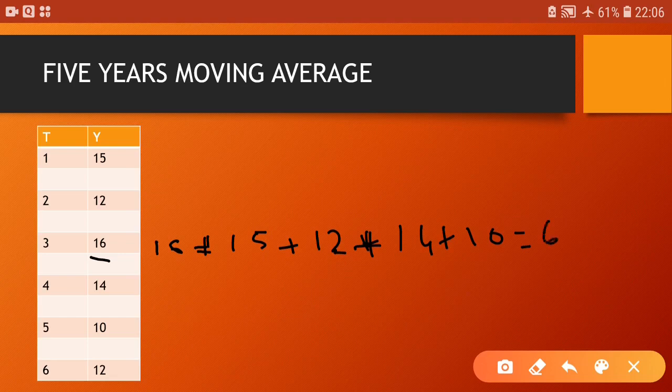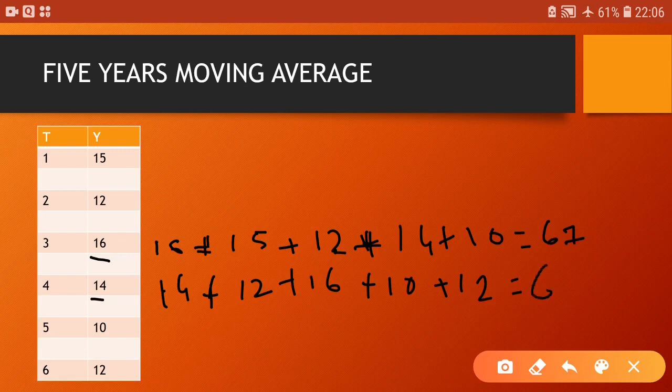It will be something like 67. Then in 14 what will you do? 14 itself, 2 up and 2 down, like this. So 14 plus 12 plus 16 plus 10 plus 12. So this is the routine. 10 plus 12 is 22, 22 plus 16 is 38, 50 and 64.